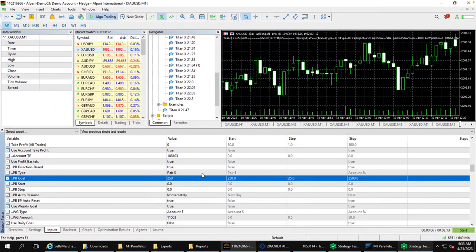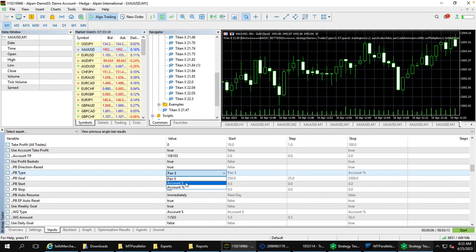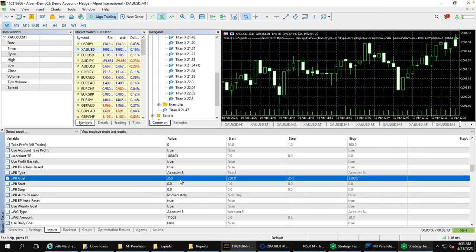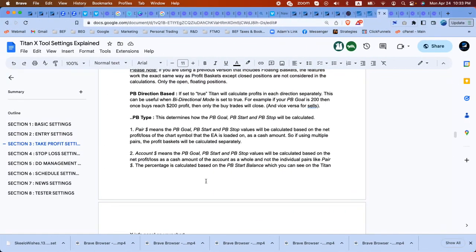Versus the account dollar amount, that's going to be calculating the net profit loss on the account as a whole, right? And so once the account as a whole reaches $250 net profit, then it will close all trades. So you might have one pair that's losing, but two pairs that are winning. It'll just close all of the trades, regardless of the fact that one pair is not performing as well. So that can be a good way of mitigating risk when using multiple pairs.